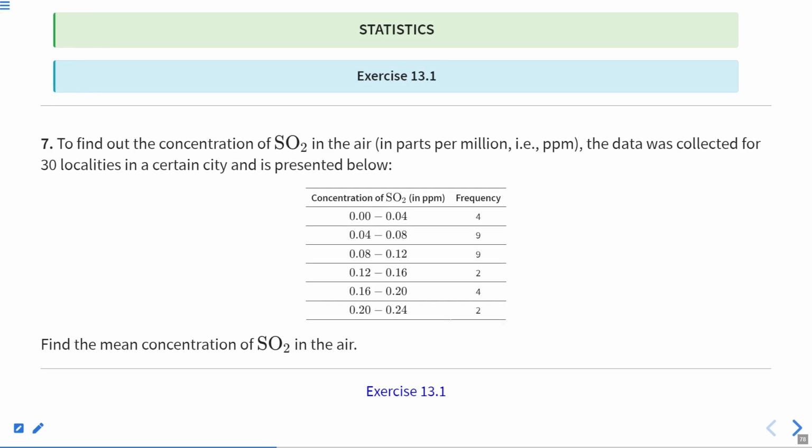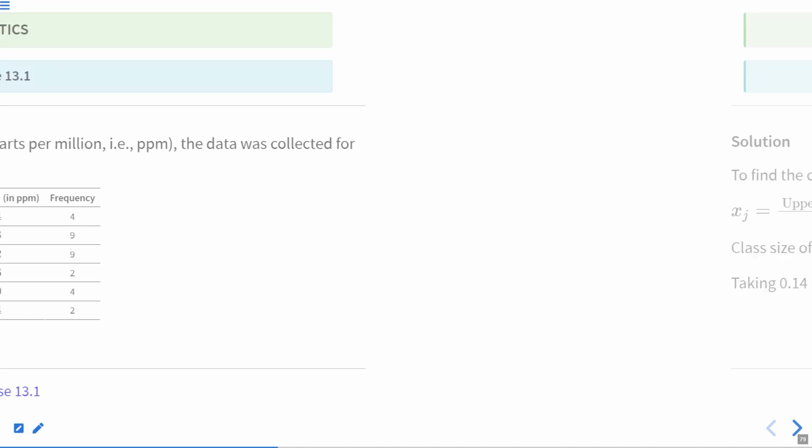In the next question, we need to find the concentration of sulfur dioxide in the air in parts per million, that is ppm. The data was collected for 30 localities in a certain city and is presented below. The concentration of sulfur dioxide in ppm is given in these intervals, and the frequencies are given alongside. So we need to find the mean concentration of sulfur dioxide in the air.